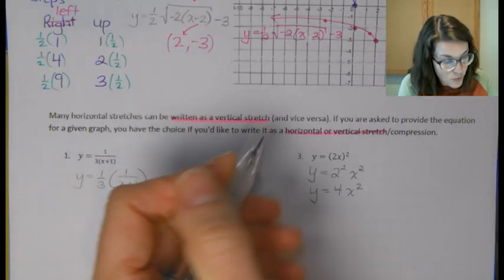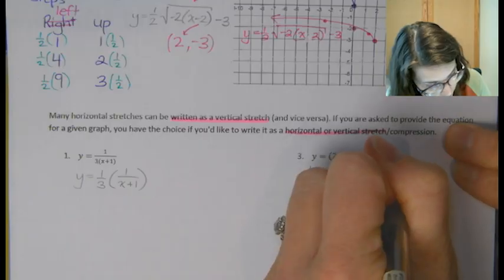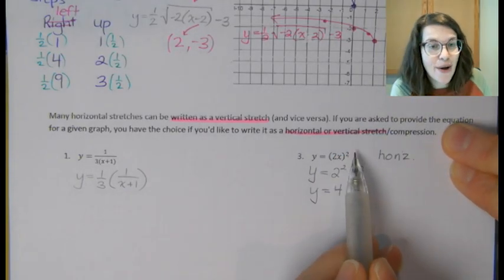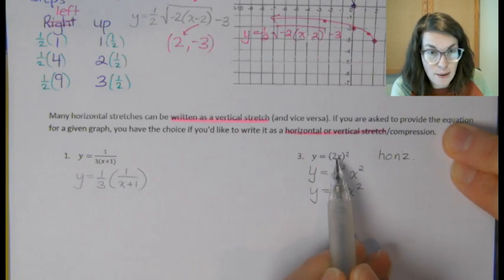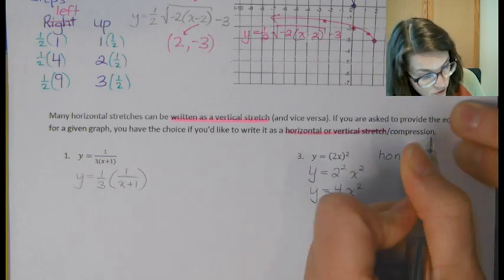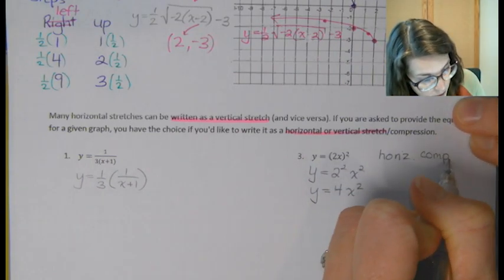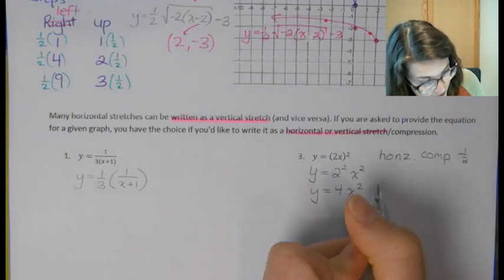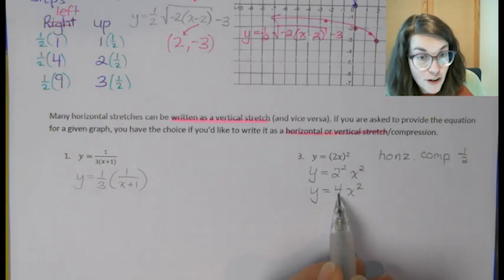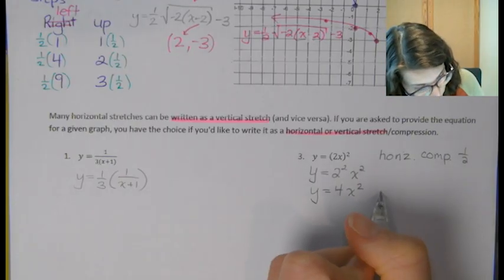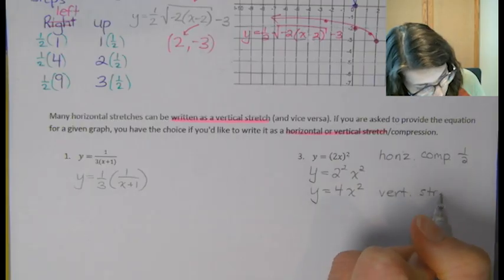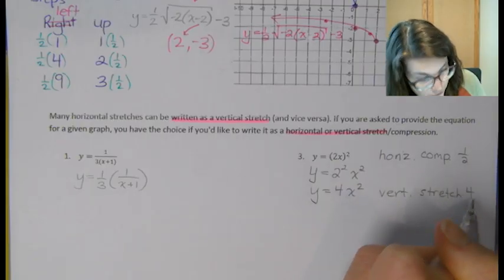So this one is the horizontal, because it is with the function. It's inside of the brackets. The square applies to the 2. So that's going to be actually a horizontal compression by 1/2. We've rewritten it, and this is in front of the function. It's in front of the x squared, so it's vertical, and it's actually a stretch by a factor of 4.